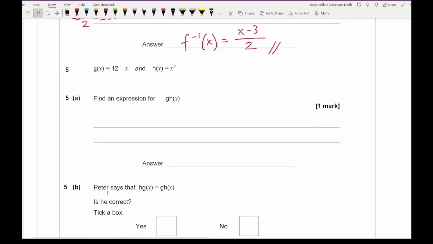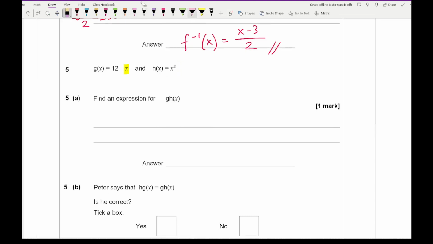Then moving on to question 5, it says g of x equals 12 minus x, h of x equals x squared. Find the expression of g of h of x. So what I want to do is, if I look at g, wherever I see an x, I'm going to swap that with the function of h of x. So whatever's in yellow, I'm going to swap it with what's highlighted in pink.